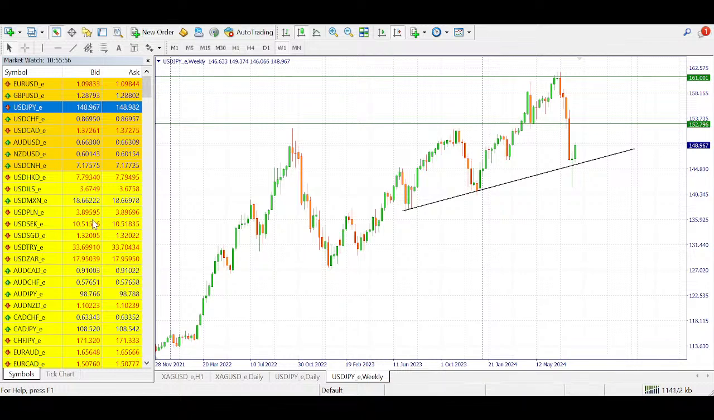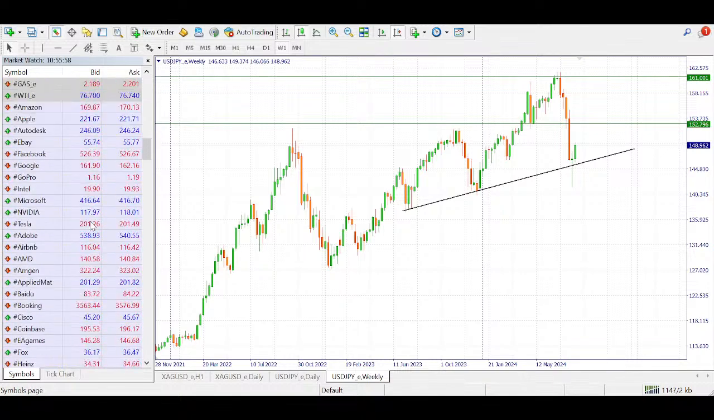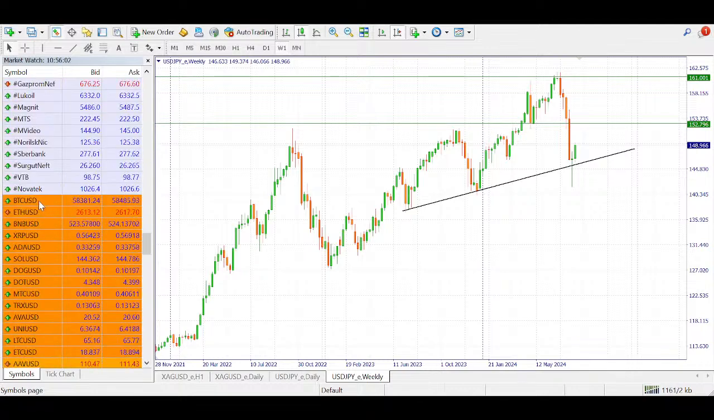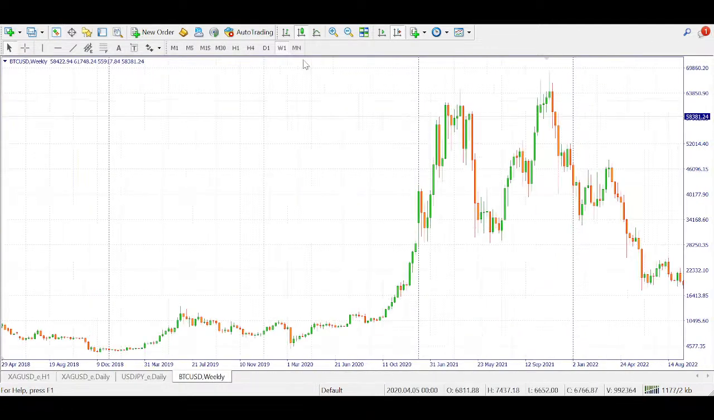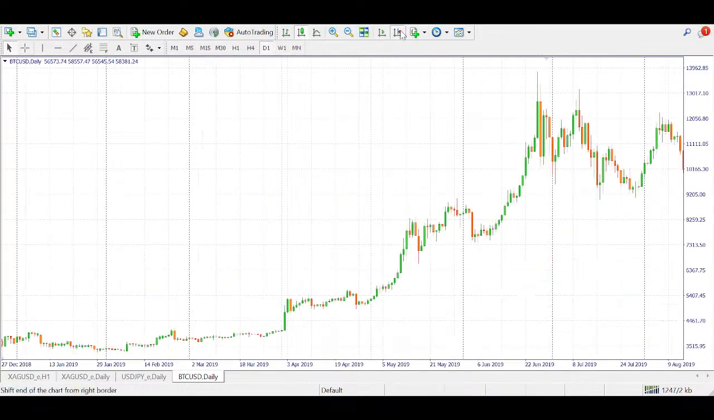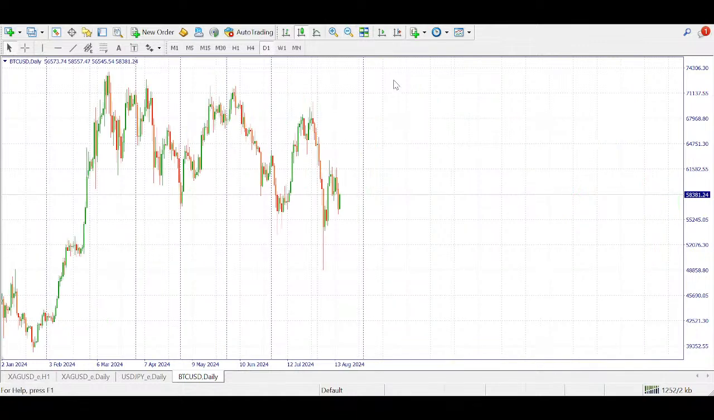Sorry, I want us to look at something else. I want us to look at Bitcoin. It has been a while since we looked at this. I've not looked at it for a very long time myself, so that's why I actually want to look at it.